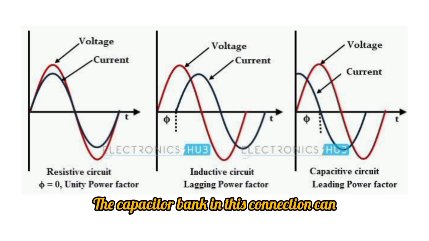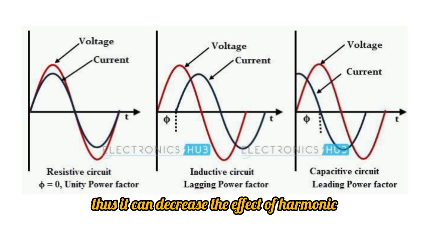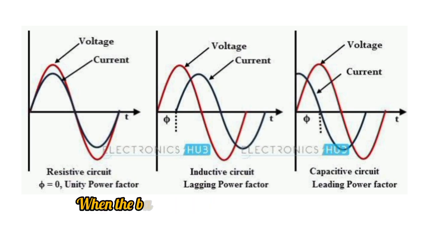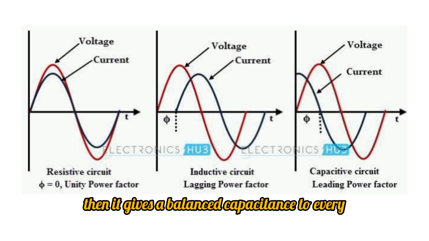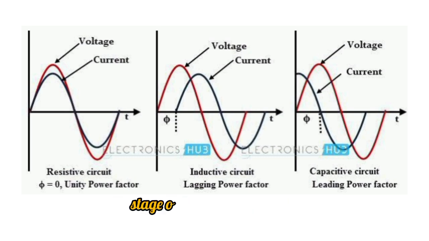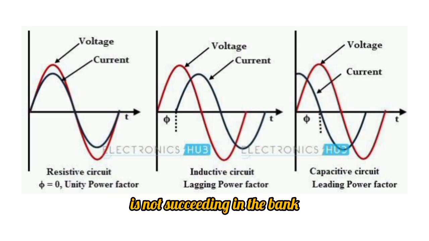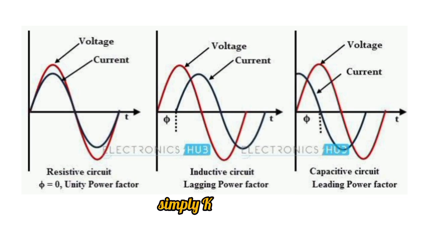The capacitor bank in this connection can carry the harmonic current, thus it can decrease the effect of harmonics within an electrical system. When the bank is connected in delta connection, it gives a balanced capacitance to every phase of the electrical system and keeps a balanced voltage. If a capacitor cell within a single phase fails in the bank, then the voltage across every phase remains the same, simply the kVAR falls.